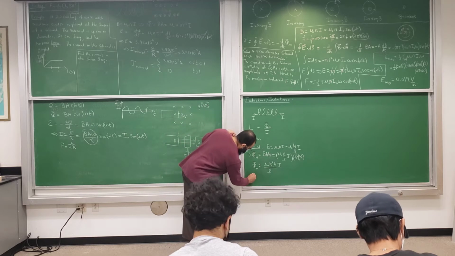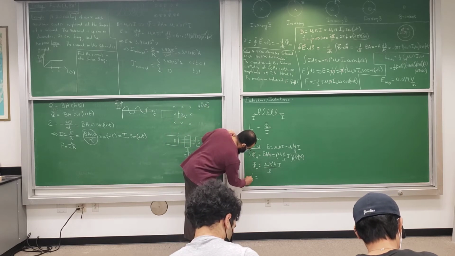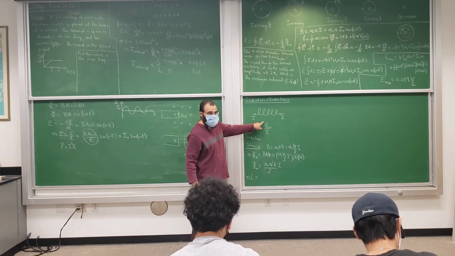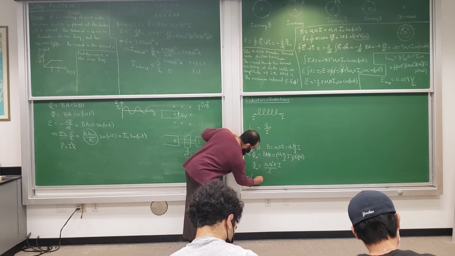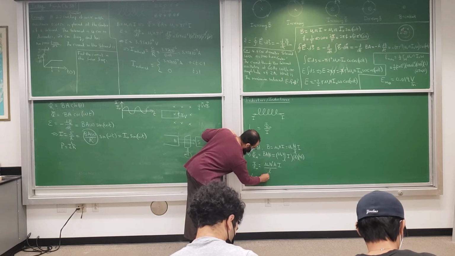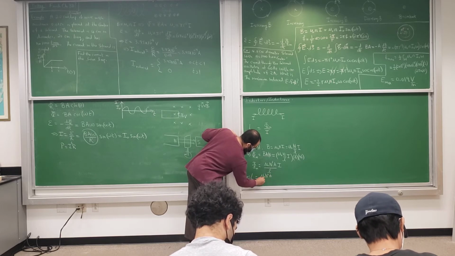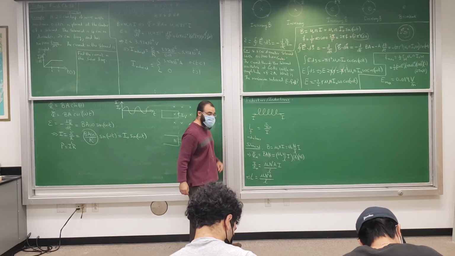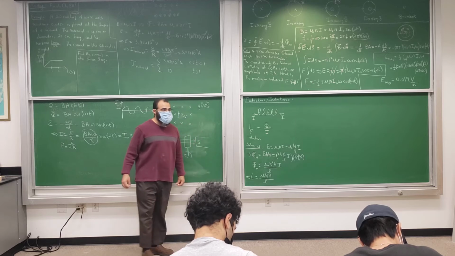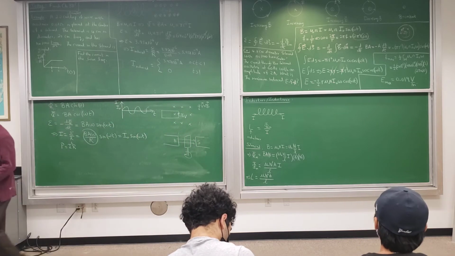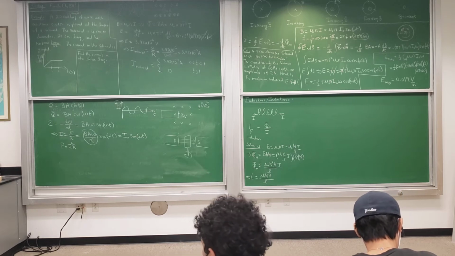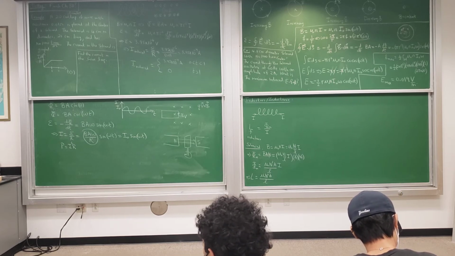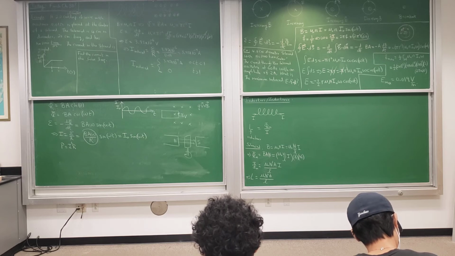Okay. Therefore, inductance, by definition, is what? Magnetic flux over current. So it will be mu naught times N squared times the area divided by the length of the solenoid. That's the self-inductance of this solenoid: mu naught N squared A divided by the length.